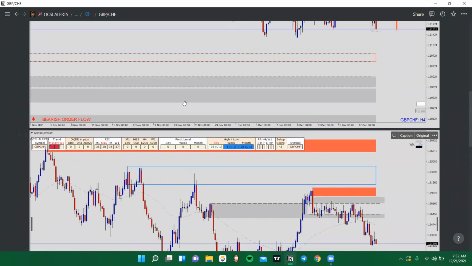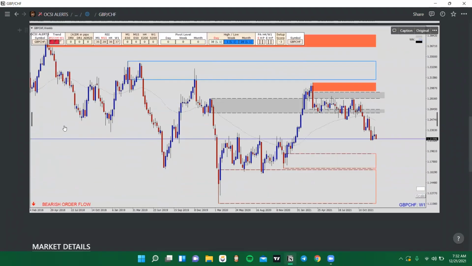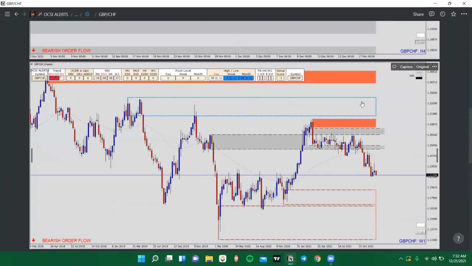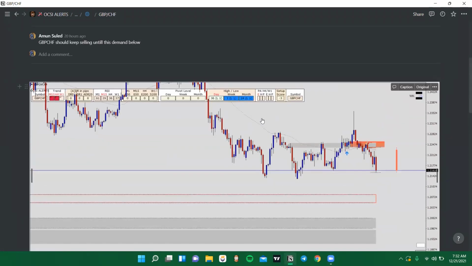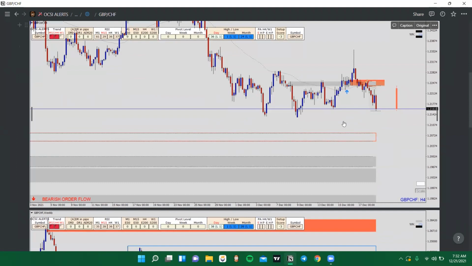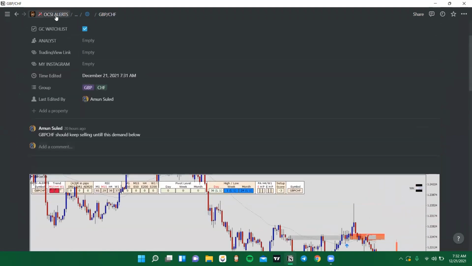Today I'm going to take those sell trades because weekly we were in a bearish order flow, and on the 4 hours we were in a bearish order flow already. So I know they're going to take out these bottoms today. I'm going to add this and then I'm going to go back to GBP.